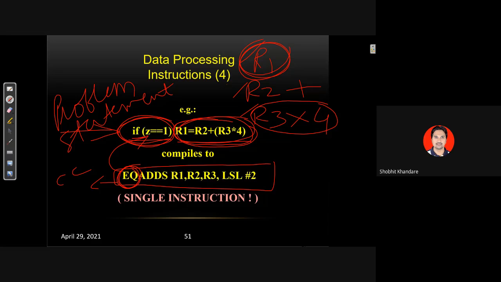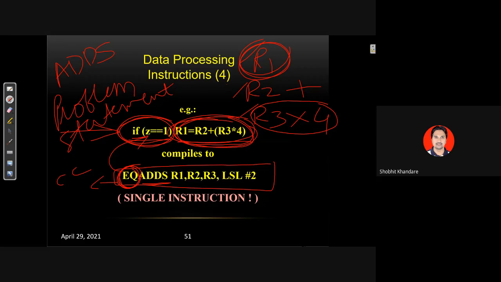So I have used this EQ as a prefix. Where did I apply this prefix? I applied it on ADD, on ADDS. Now here, understand one more thing. This is the right opportunity to understand each and every concept of the instruction. Actually your instruction is ADD, because I want to add. What you see here, R1 is equal to R2 plus R3 into 4, actually I want to add, but I have used ADDS.